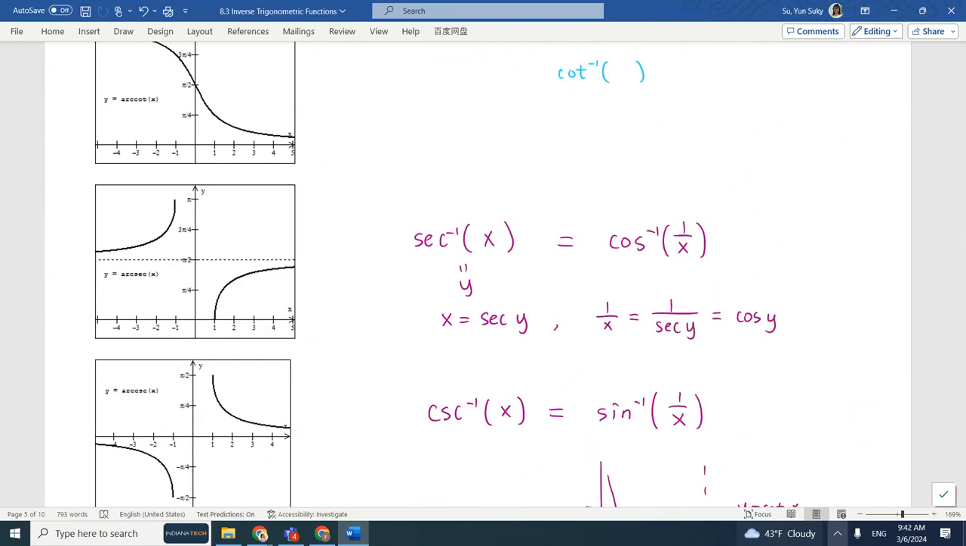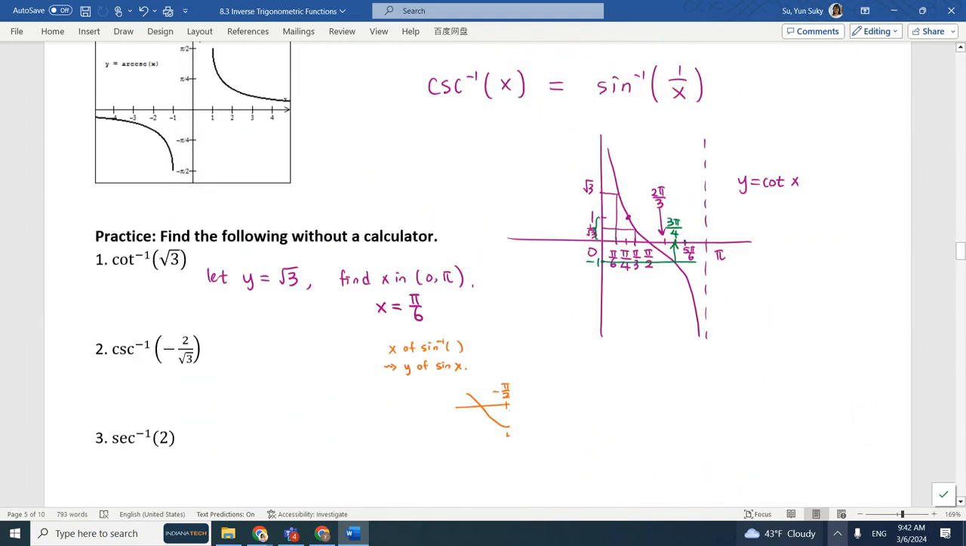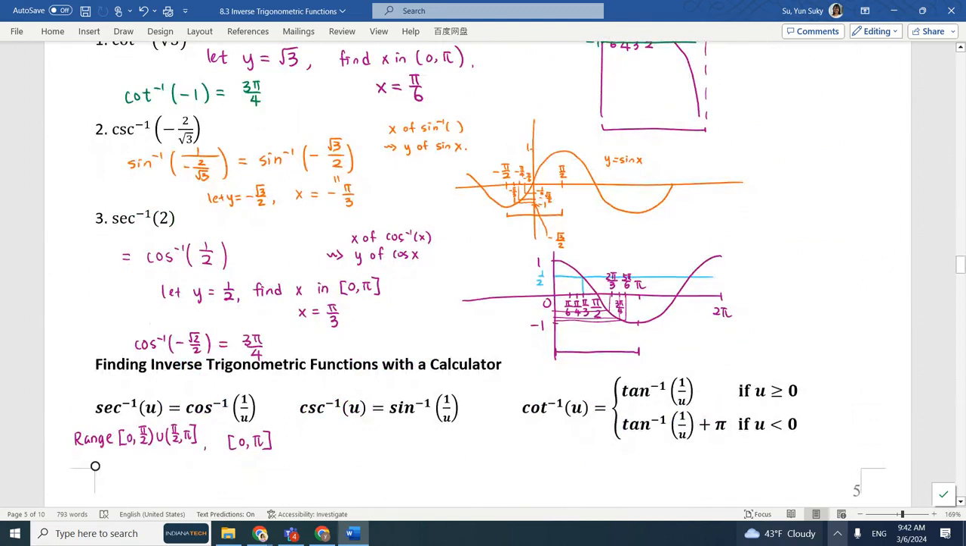Negative pi over 2 to 0, right? Not including the 0, and then 0 to pi over 2. So the range is now negative pi over 2 to 0, but not including the 0, and 0 to pi over 2. Okay. How about the arc sine?